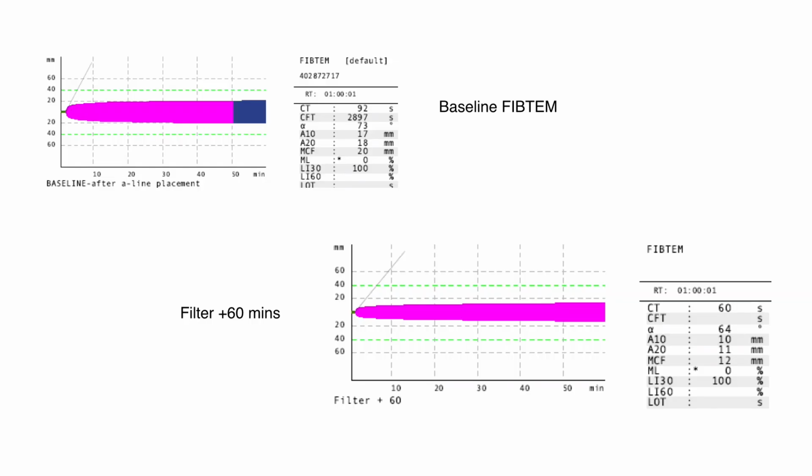In addition to the EXTEM analysis, we also collected FIBTEM analysis to assess the patient's fibrinogen functionality. As you can see from the top figure, the patient's baseline is normal. However, the second figure shows that about 60 minutes after the filter opening, the patient has a 40% reduction in her FIBTEM as well. Similar to the EXTEM analysis, which is not included in this slideshow, the patient's FIBTEM also returned to baseline when she arrived in the PACU.